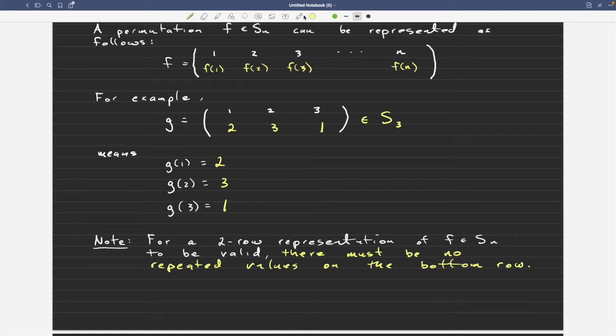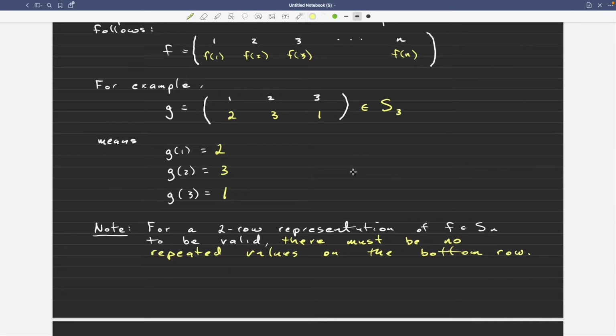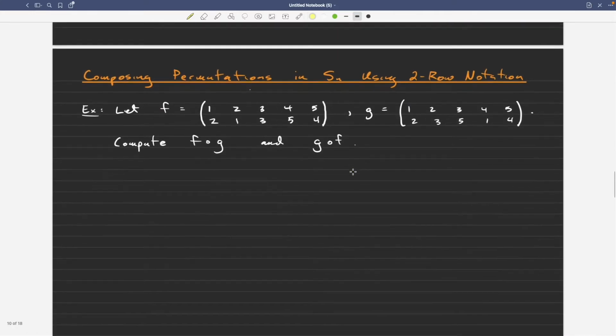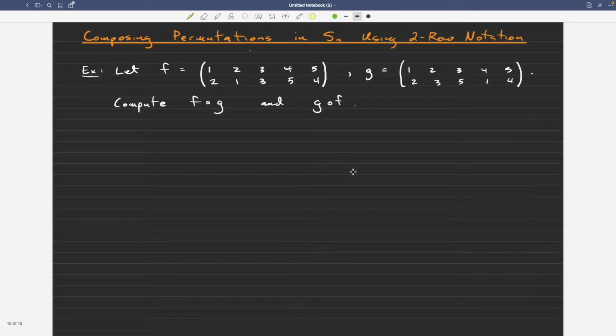Up here where I did g a second ago, if I had put 3 in this spot right here, then g would not be one-to-one because 2 maps to 3 and 3 maps to 3. I also see that it's not onto because 1 is not in the range. So having a repeated value really screws things up, and we have to make sure we don't have any. Let me put that back to a 1 there. With a 1 there, it is one-to-one and onto. Permutations always have to be one-to-one and onto. That's their defining property. So now we have this two-row notation for representing our permutations.